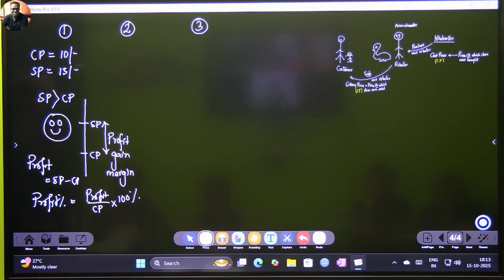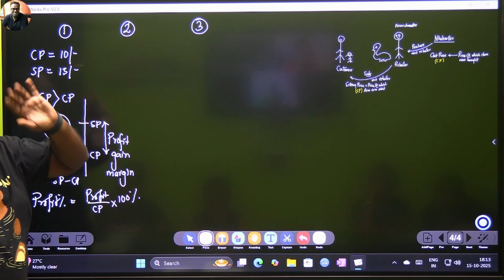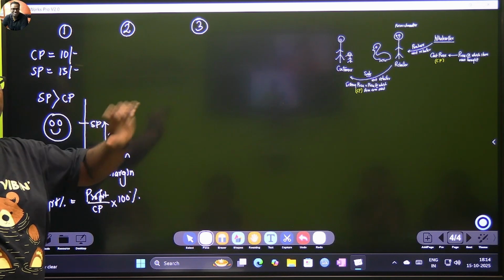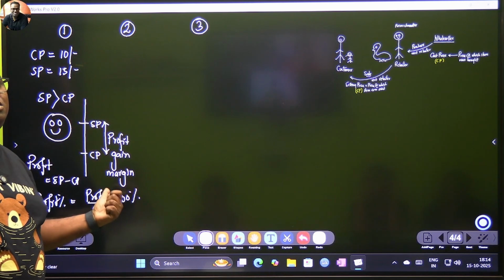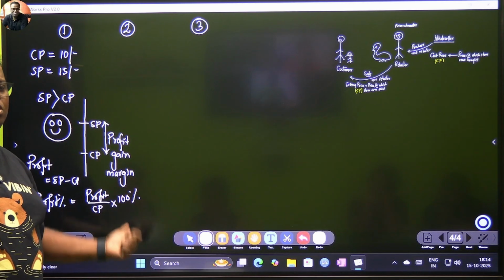And if somebody asks what is profit percent, many children will say SP minus CP. No, over CP. Profit is a change. Change percentage is change over original value into 100. What is the change? Profit. Original is what? Cost price.